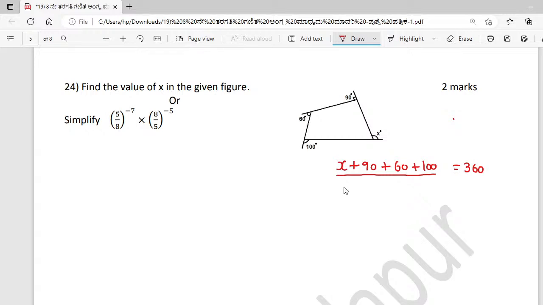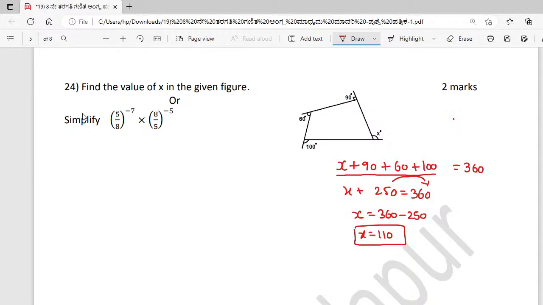Okay, so x plus, adding all these angles, how much is it going to be? I think it is 250, right? It will be 250, is equal to 360. Transpose it to the right hand side. So x is equal to 360 minus 250. That will give the value of x as 110. 110 is your answer, and that was the very simplest and easiest one.